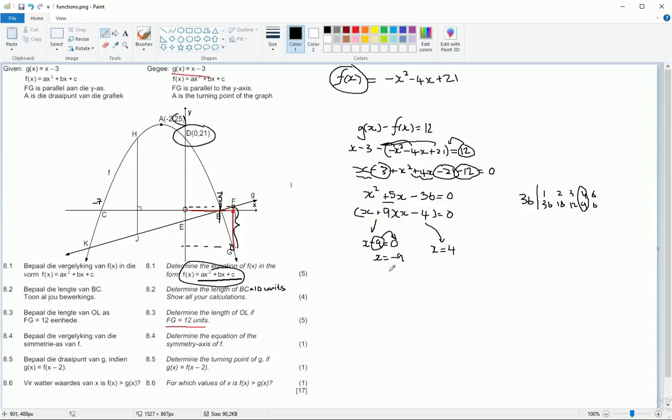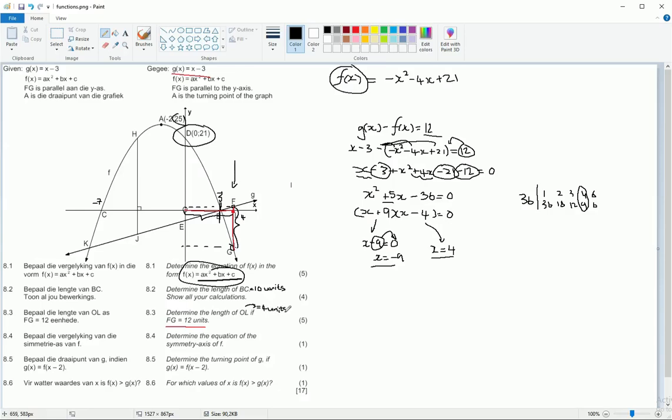So what does this tell me? This tells me there's two places where the difference between my functions, when my straight line is on top of my parabola, is going to be 12. So this one over here will be one, but somewhere over here on the left hand side there will be another place where the distance between the two graphs is going to be 12 units. Okay, so the one obviously on the right hand side is going to be 4. So we have found out rather that the coordinate of L is 4. So the distance from O to L is going to be 4 units. Okay, so OL, that is 4 units. That's what we found out in this question.